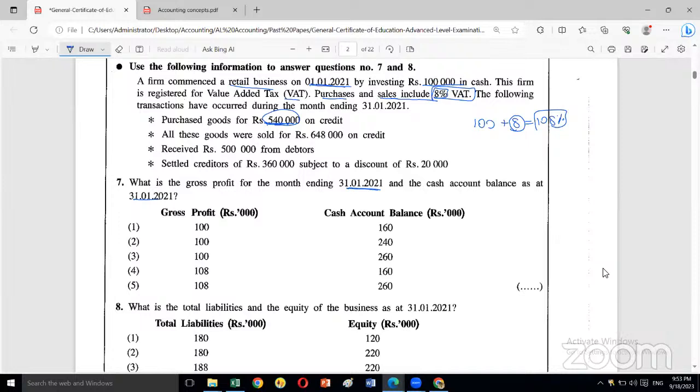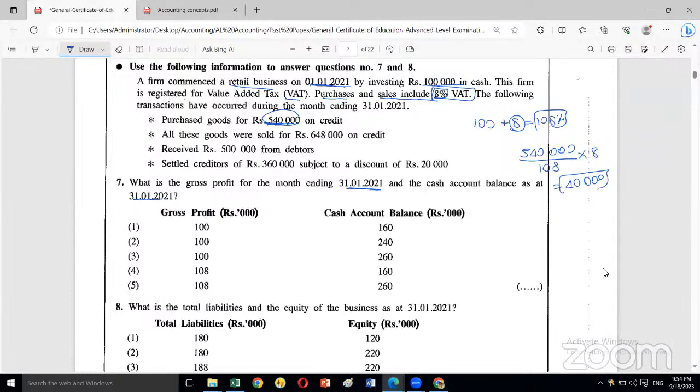So this 540,000 is equal to 108%. If I divide by 108, I will get 1%. If I multiply by 8, I will get the VAT value. Now just calculate and see: 540,000 divide by 108 multiply by 8. How much is the VAT? It is 40,000. Very good.